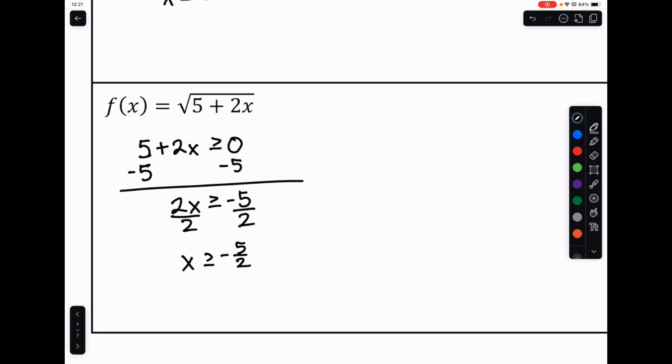So this is our domain now. Solving this inequality, like I mentioned, is going to be our domain. So the values of x have to be greater than or equal to negative 5 over 2. So that means that in interval notation, negative 5 over 2 is the smallest value, and all the other values of x have to be greater. So they have to go to positive infinity. And since we're including negative 5 over 2, we indicate that using a bracket.